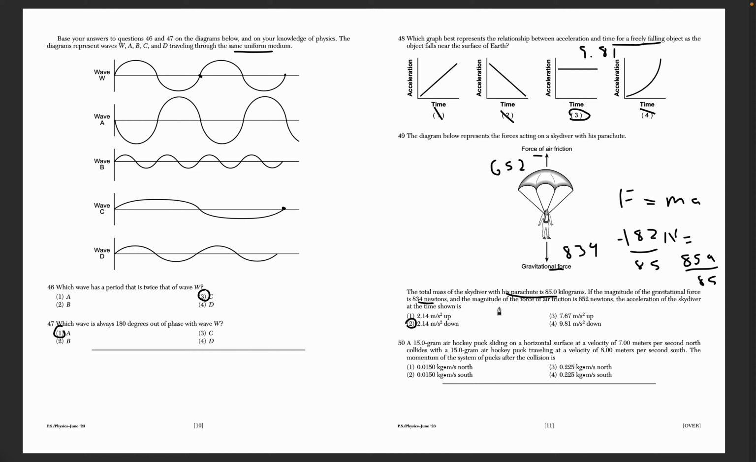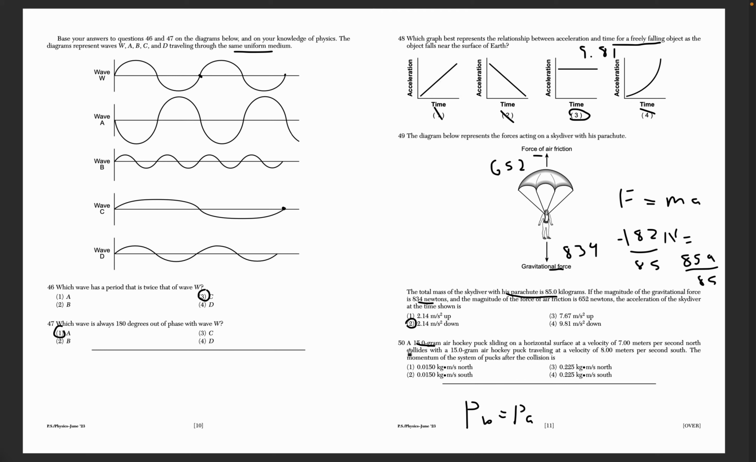A 15 gram air hockey puck sliding on a horizontal surface at a velocity of 7 meters per second north collides with another puck. This is a conservation of momentum question. P before equals P after. What is the momentum before? It's tricky, we have to convert grams to kilograms first.